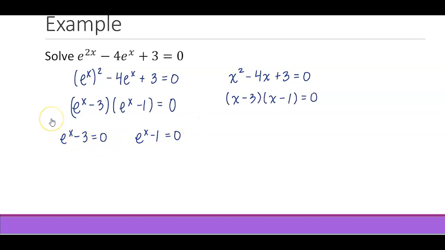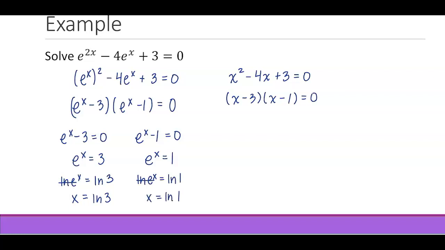So here, I would add the 3 to both sides. e^x = 3. Here, e^x = 1. And now I'm going to take the natural log of both sides, because to get rid of e, I'm going to take the natural log of e^x and the natural log of 3. So I end up with just x = ln 3. And then same thing here, ln of e^x equals ln 1. So I get x = ln 1. But ln 1 we can evaluate, right? ln 1 is 0. So I have two solutions here. I have 0 and ln 3.